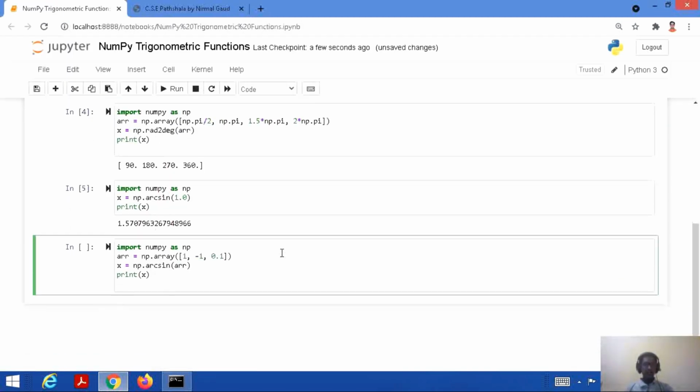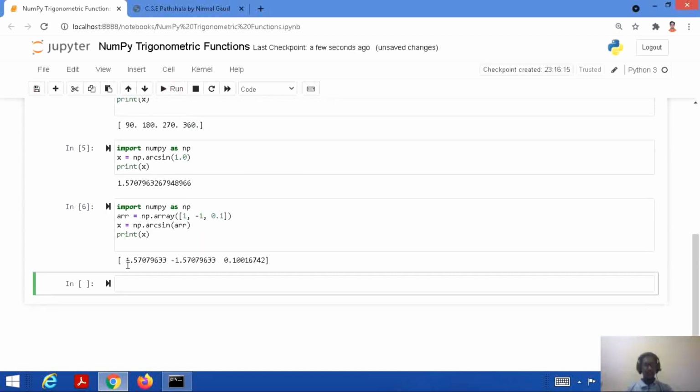Import NumPy as np, arr equal to np.array of 1, -1, 0.1. Okay, so we are given three values, and we need to calculate the angles for these. So here we are writing the statement again as x equal to np.arcsin, that is sine inverse, for the values of the array. Okay, and then we are printing it. So let's save this code and run this code. So here it is. These are respectively the values.